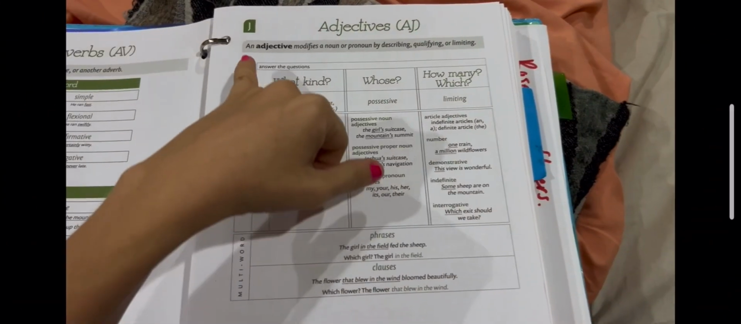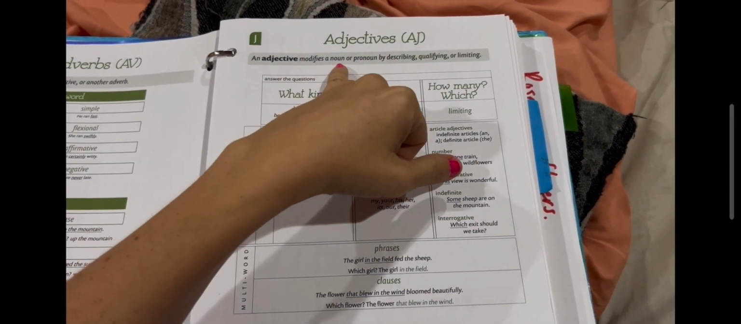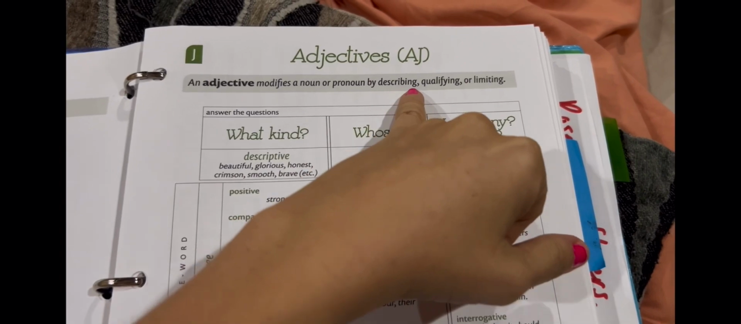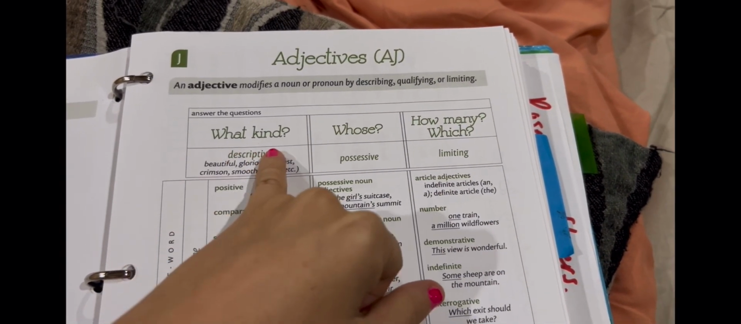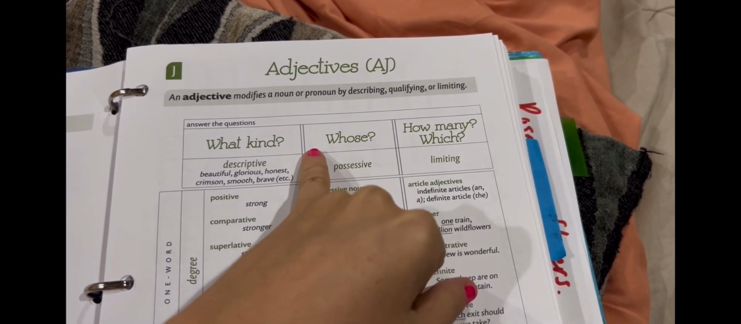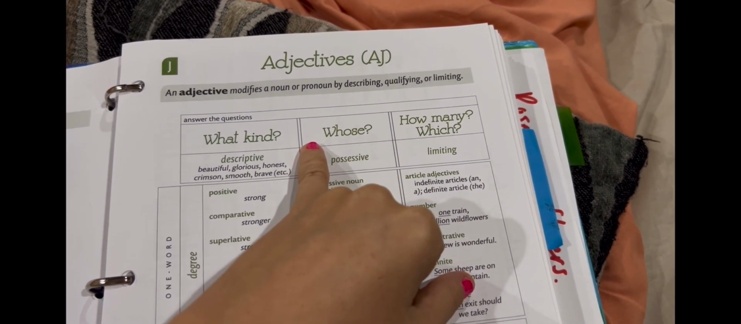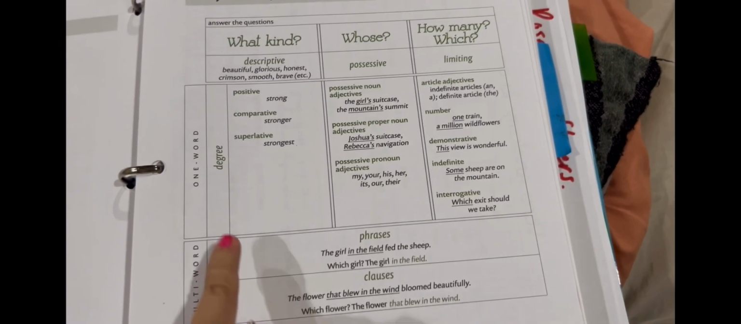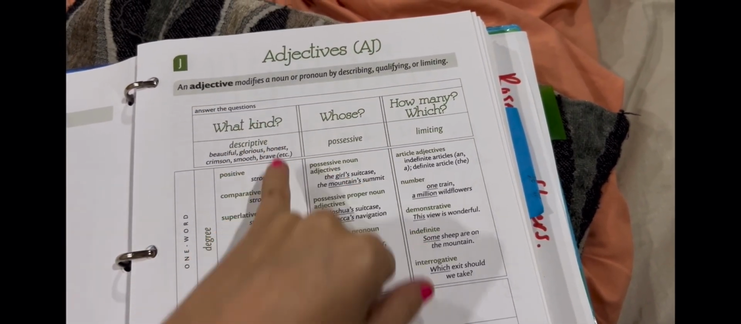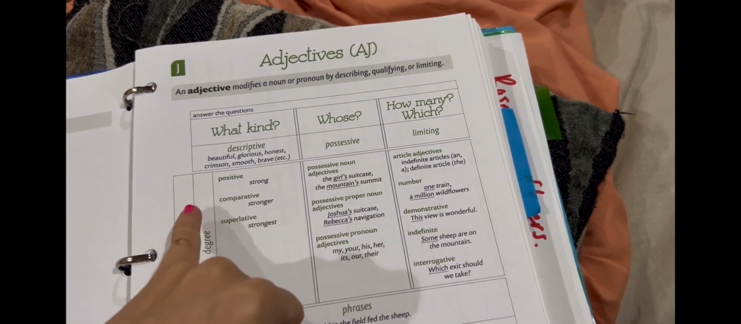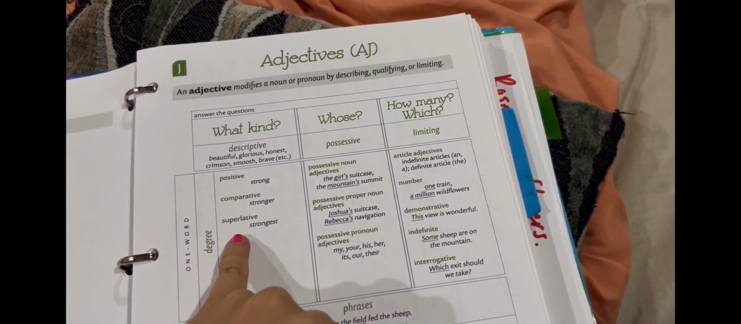Chart J. An adjective modifies a noun or pronoun when it describes, qualifies, or limits, and answers the questions: what kind, how many, which, whose. Adjectives add spice to your writing. One-word descriptive adjectives answer what kind, in degrees: positive, comparative, superlative.